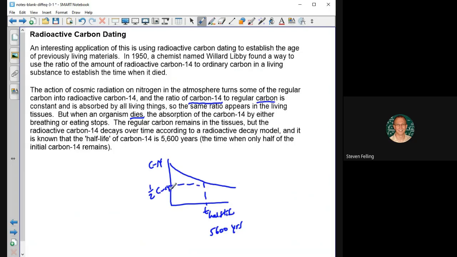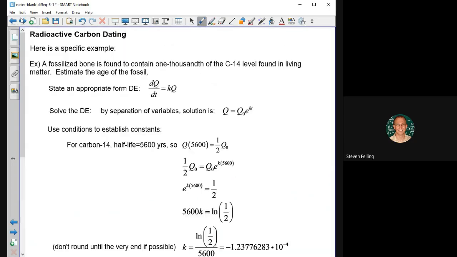Okay, so we can tell from the ratio how much carbon-14 there was and how much carbon-14 there is, and tell where we are in this curve. Let's do a specific problem so you can see how it works. A fossilized bone is found to contain 1,000th of the carbon-14 level found in living matter. Okay, so they found that by comparing the levels to the levels in bones if an object was alive, which they know. Okay, estimate the age of the fossil.